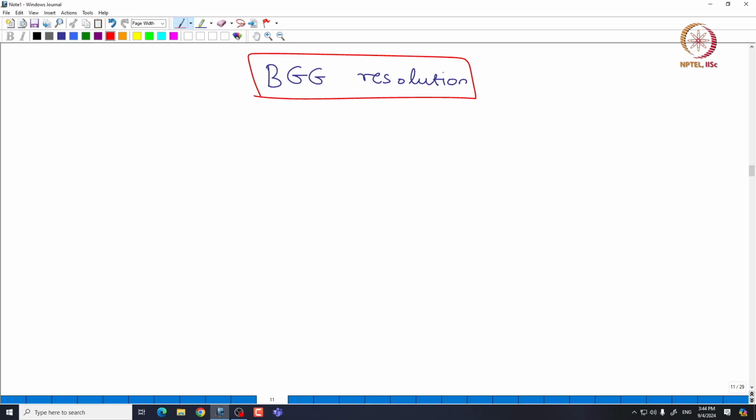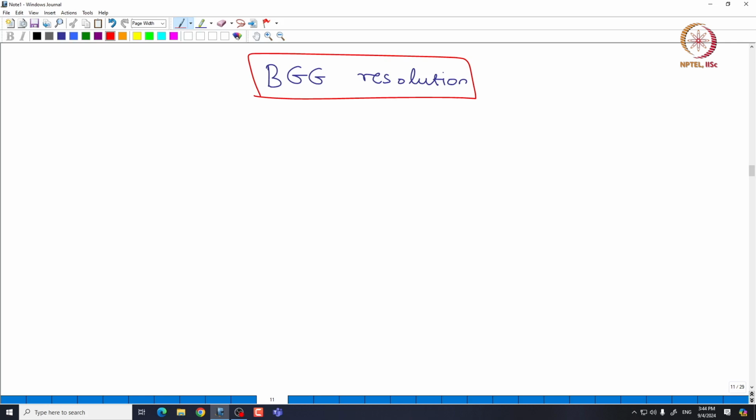Welcome back everyone. In this final lecture, I am going to state a very important result in the representation theory of finite semi-simple algebras, which is called the BGG resolution. This is indeed a very important result proved in representation theory. The character formula can be thought of as an immediate corollary of this BGG resolution.